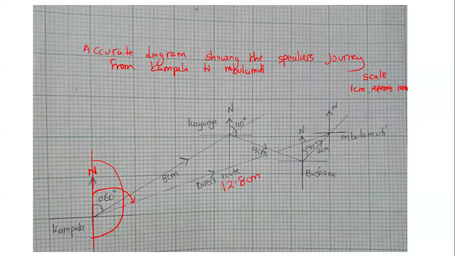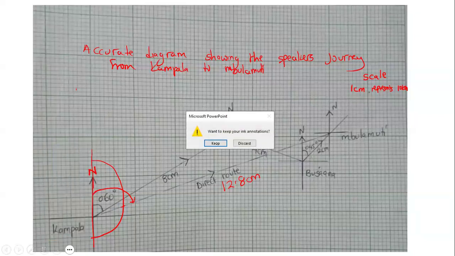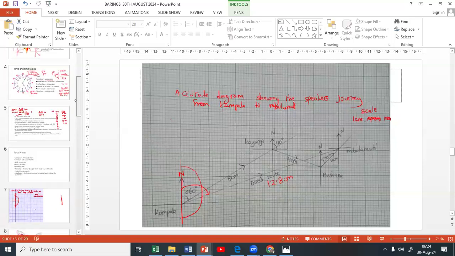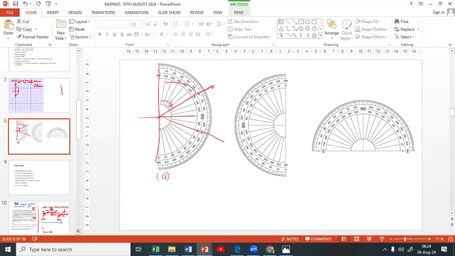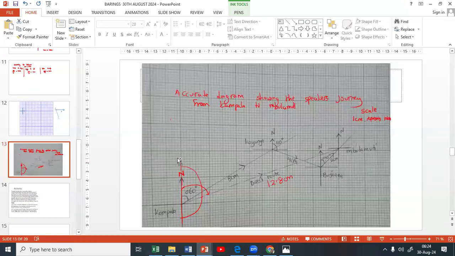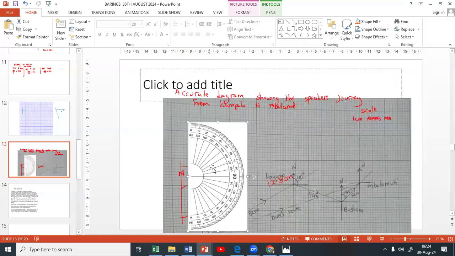Let me see. There's something I wanted. Now, let me see whether I can pick this protractor, and I place it here for accurate measurements. Oh, okay, it has a bug.